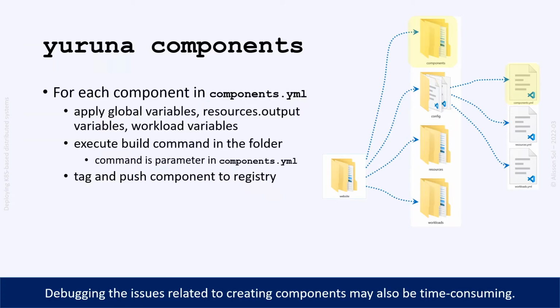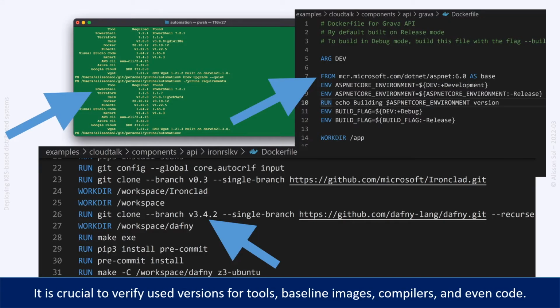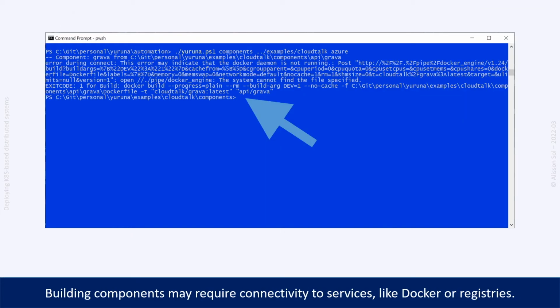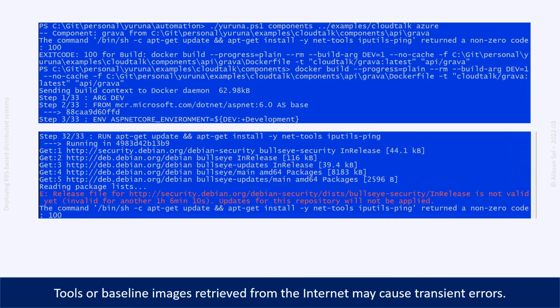Debugging the issues related to creating components may also be time-consuming. It is crucial to verify used versions for tools, baseline images, compilers, and even code. Building components may require connectivity to services, like Docker or registries. Tools or baseline images retrieved from the internet may cause transient errors.